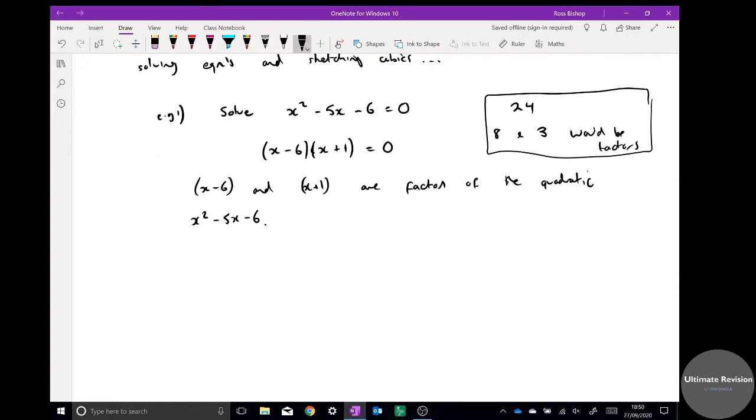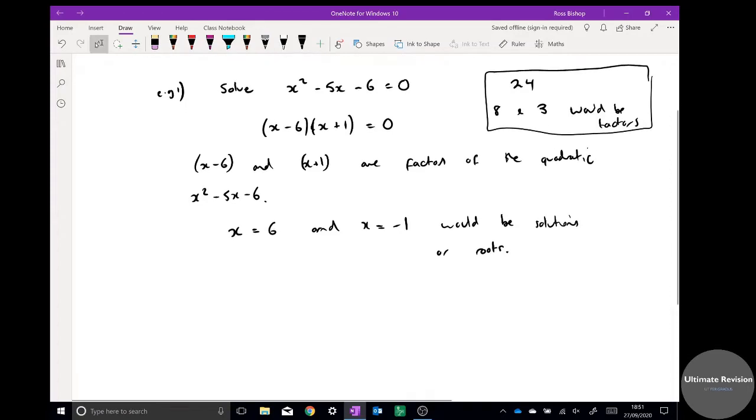Right, so for this particular quadratic, x equals 6 and x equals minus 1 would be solutions, or we call them roots. So the solutions or roots are 6 and minus 1.